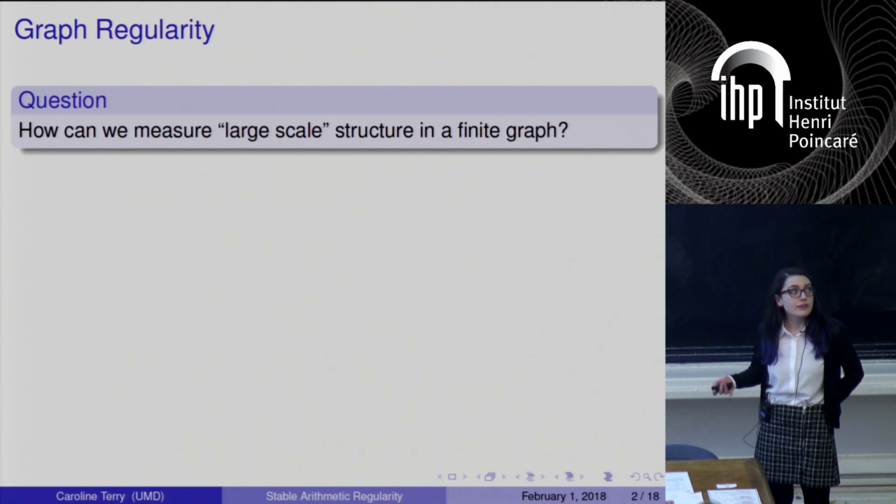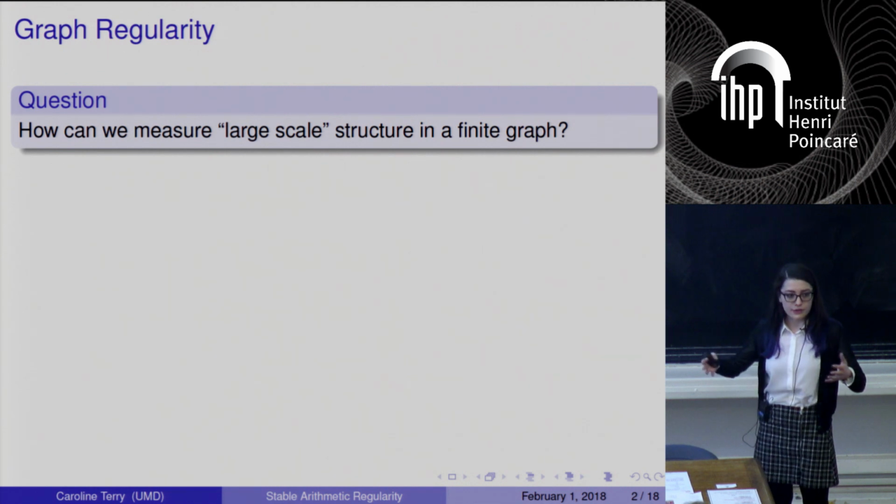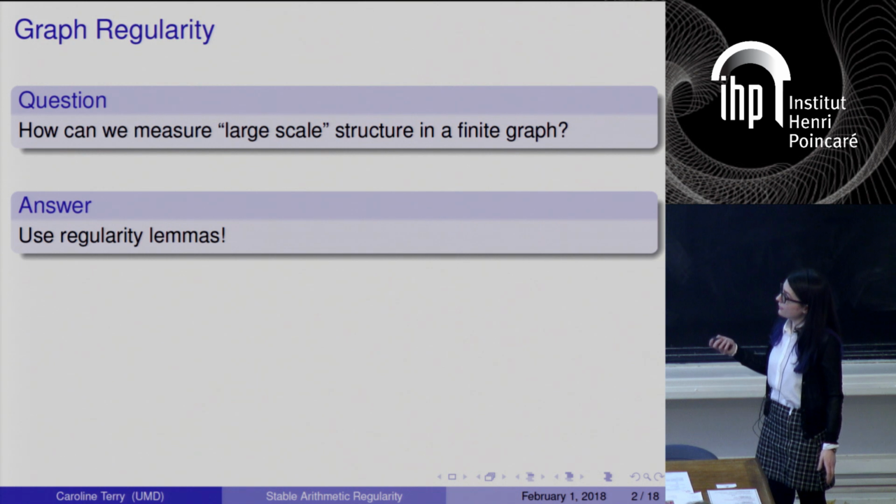I think of graph regularity as one answer to this question of how you can measure large-scale structure in a finite graph. So you give me a finite graph, what can I do to it so that I can analyze what's going on with it in a global way? So you can use regularity lemmas.